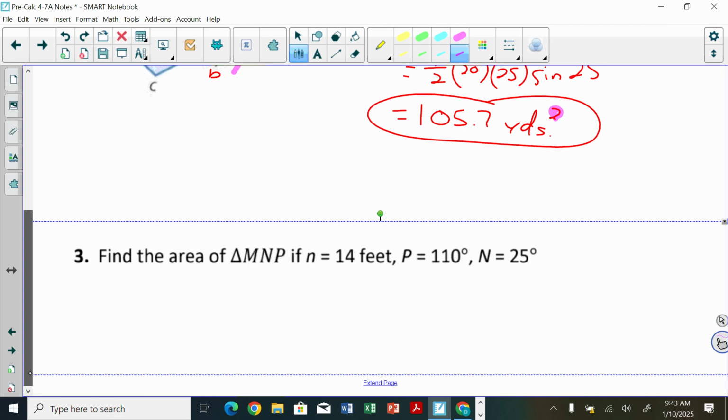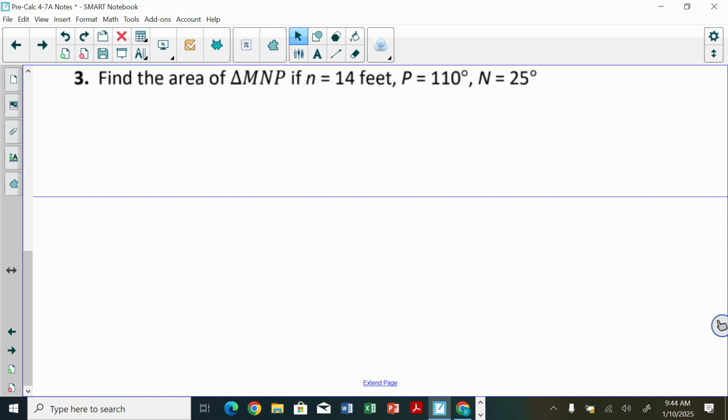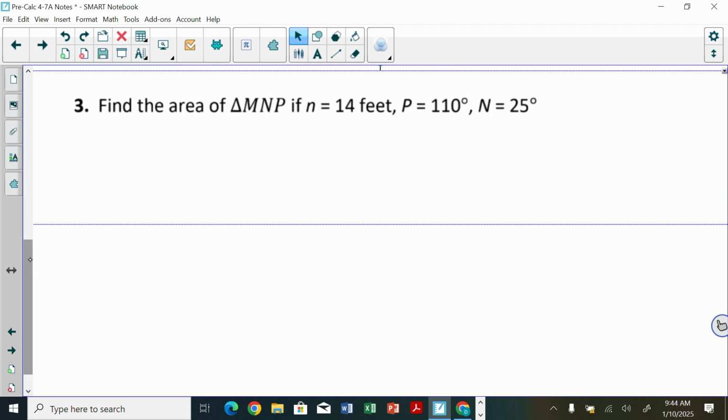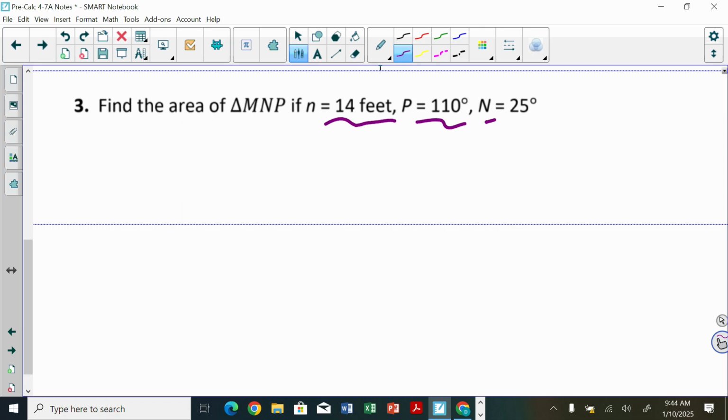Okay, so let's do one more. This time they don't give us a diagram. They just give us some dimensions. So we can always draw a triangle. It's not that hard to do. So find the area of triangle MNP, and then it gives us this. N is 14 feet, and you've got a couple angles here.